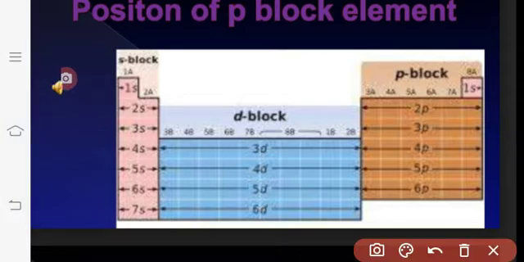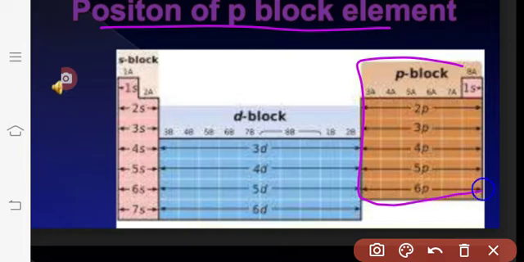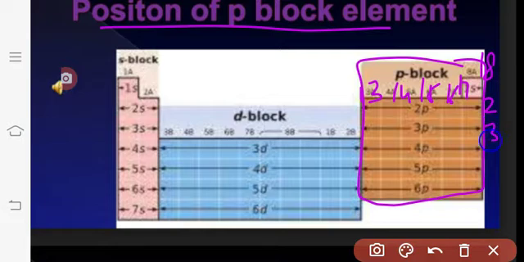Now, this is the position of p block elements. Here group 13 is present, then 14, 15, 16, 17 and the last group is 18. Group 18 is also called group 0 or the noble gases. This is the 2p shell, 3p shell, 4p, 5p and 6p shell.